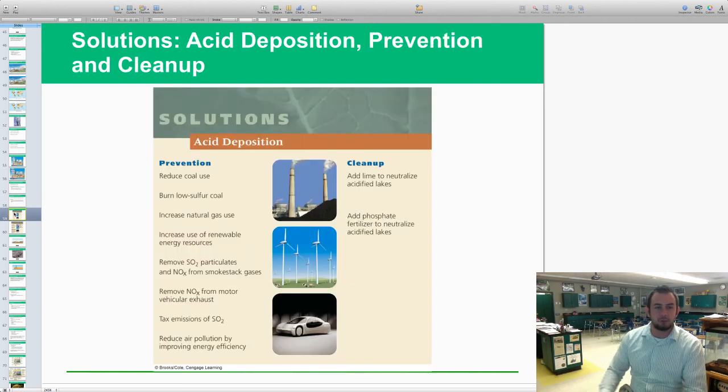So there's your prevention: reduce coal, burn low sulfur coal, increase natural gas use, which is cleaner as far as nitrates and sulfurs. Increase the use of renewable energy, remove sulfur dioxide particles and nitric oxide particles from smokestack gases, remove them from motor vehicle exhaust, and tax emissions of sulfur dioxide to help lower the amount of acid rain in the atmosphere and also coming in contact with the earth. Clean up: add lime to neutralize acidified lakes, and add phosphate fertilizer to neutralize acidified lakes as well.